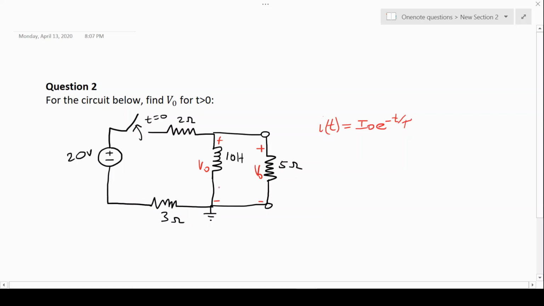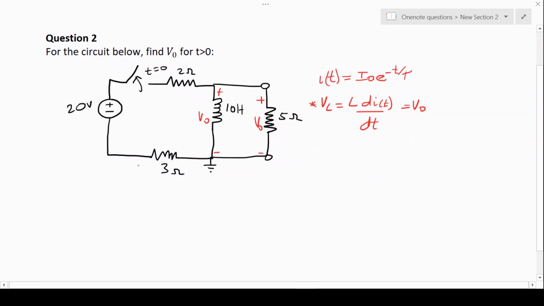So we could have two approaches. We know that the voltage across the inductor is the same as the voltage across the 5 ohm resistor. The voltage across the inductor is given by L di/dt. So we should differentiate the expression that we have on top here and then multiply it by the inductance to get the voltage VL, which is the same as V0, which we're looking for.